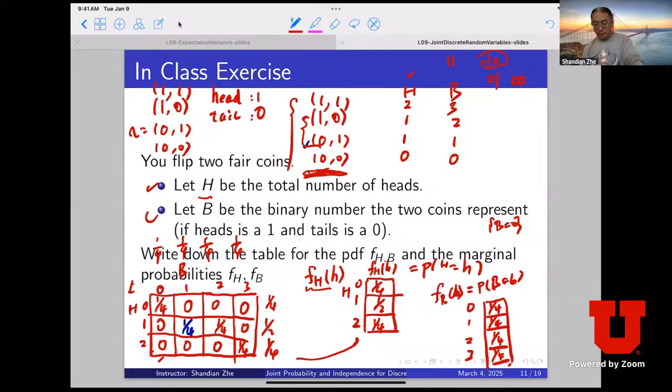So you see that when we marginalize out H, we get the PDF for B only. This is exactly the same as what we computed for the marginal PDF of B. So you can see that verifies our calculation is correct. Any questions so far?